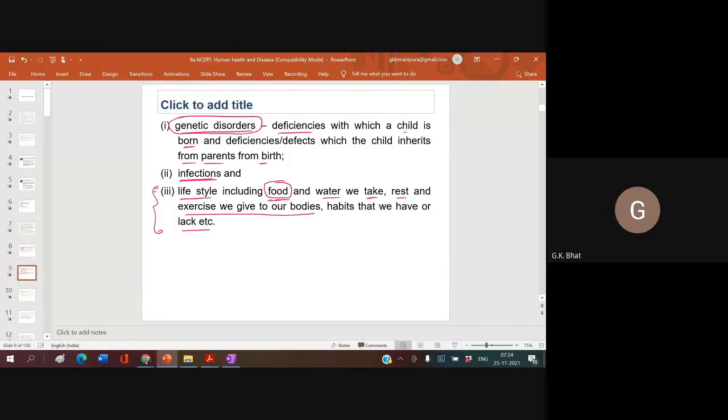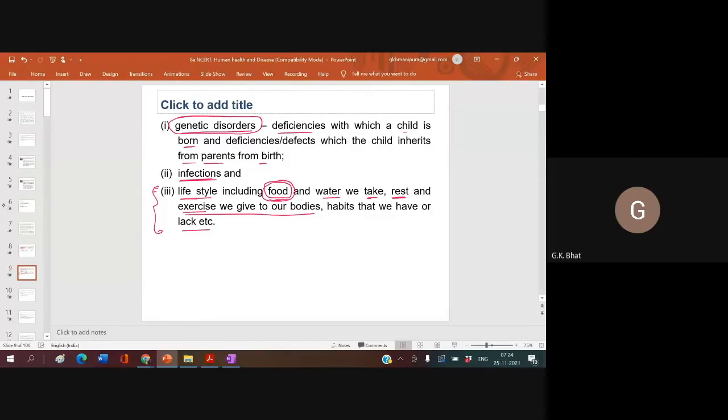Tell me. Is it not that we are least bothered about our health because we eat food items not at all maintained cleanly with hygienic conditions? Pratyaraj, are you not eating pani puri at the roadside? Yes, sir. No, sir. Then, so the lifestyle including food and water we take, rest and exercise.